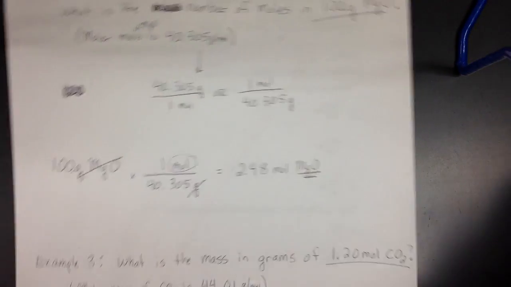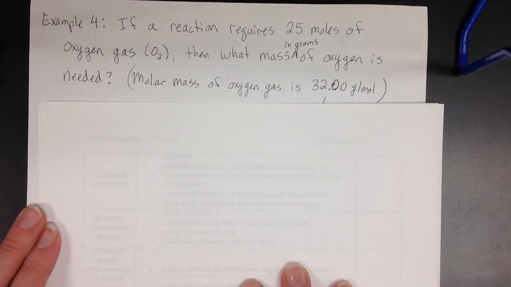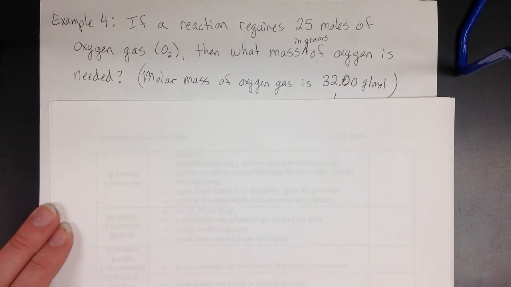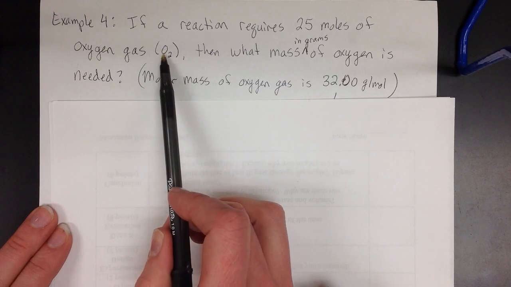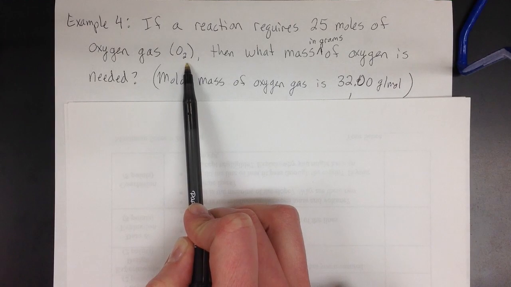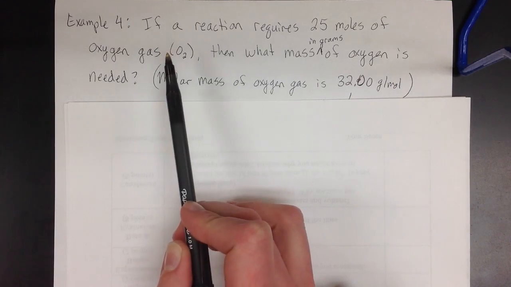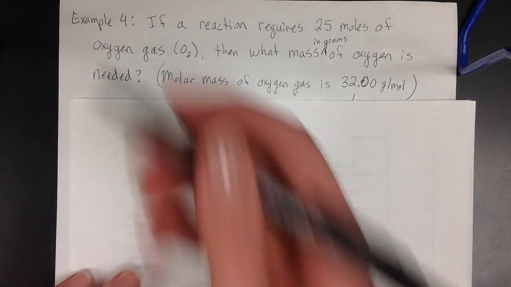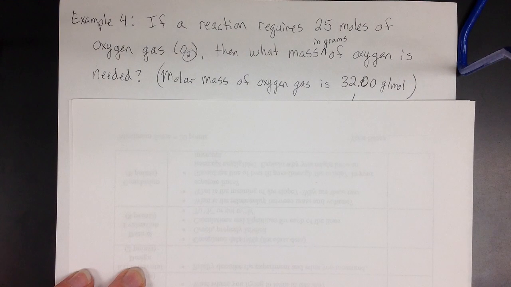So let's try one last example. Example 4. If a reaction requires 25 moles of oxygen gas, something to notice, oxygen gas is O2. This is one of your diatomic elements, the magic 7, those 7 elements. Be mindful that you do have a 2 as your subscript. So your molar mass is not quite directly off the periodic table. It's not the same as just an oxygen atom.